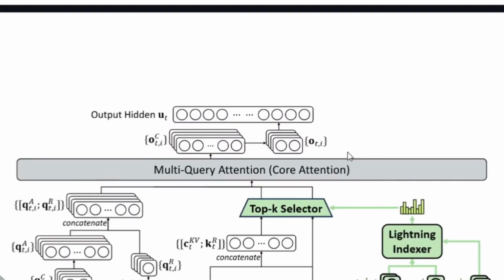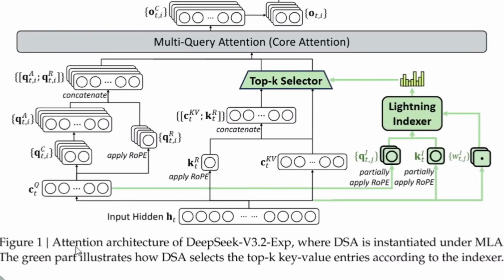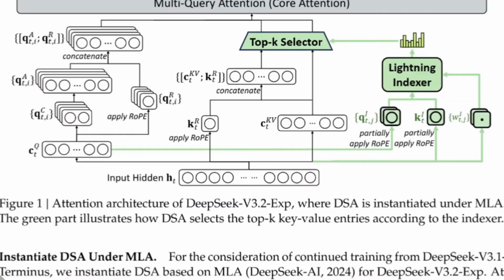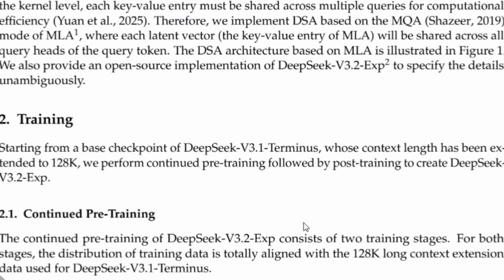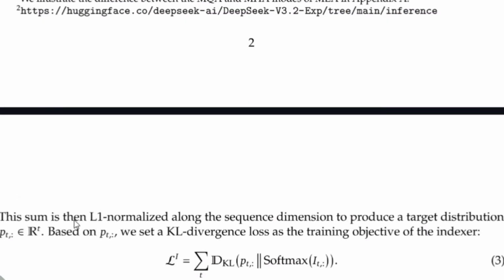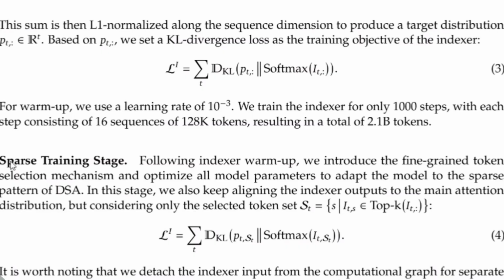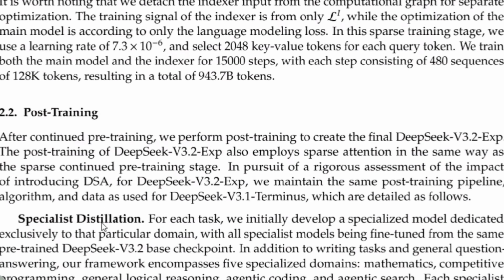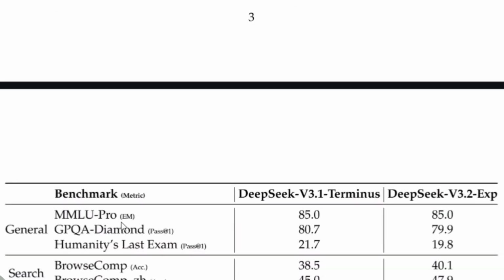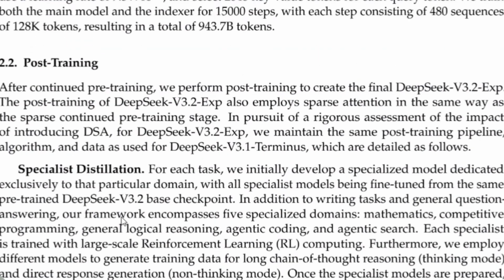Let me explain how sparse attention works. Imagine you have a sentence with 100 words. Normal attention looks at every pair of words. That's 100 times 100 calculations, 10,000 calculations. Sparse attention picks 20 important words. Then it only looks at those. That's 20 times 20 calculations. 400 instead of 10,000. Way faster, way cheaper.